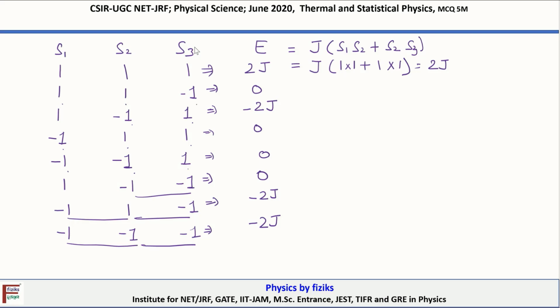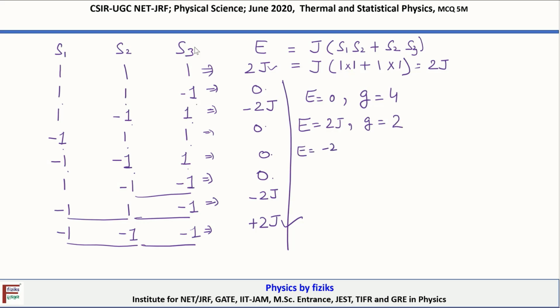This way we notice the microstates with 0 energy. When E is equal to 0, how much is the degeneracy? 1, 2, 3, 4, so G is equal to 4. When E is equal to plus 2J, what is the degeneracy factor? Sorry, it is the second one here, so G is equal to 2. When E is equal to minus 2J, how much is G? 1 and 2, again 2. So now we know the corresponding energy for the microstates and the degeneracy for each respective energy.